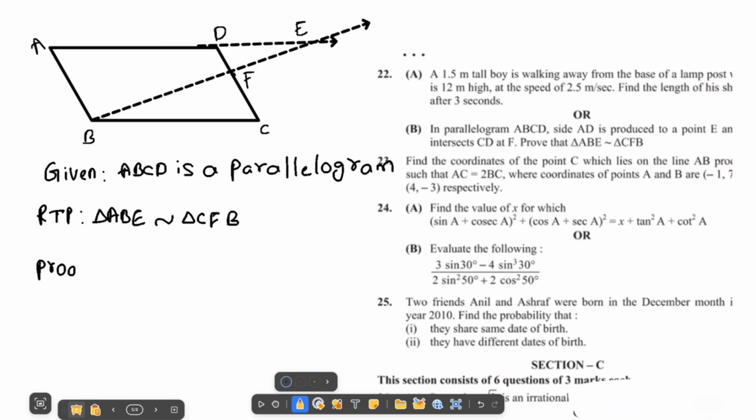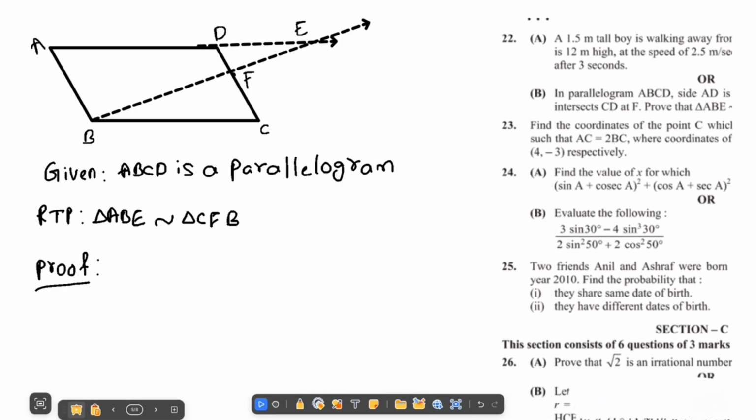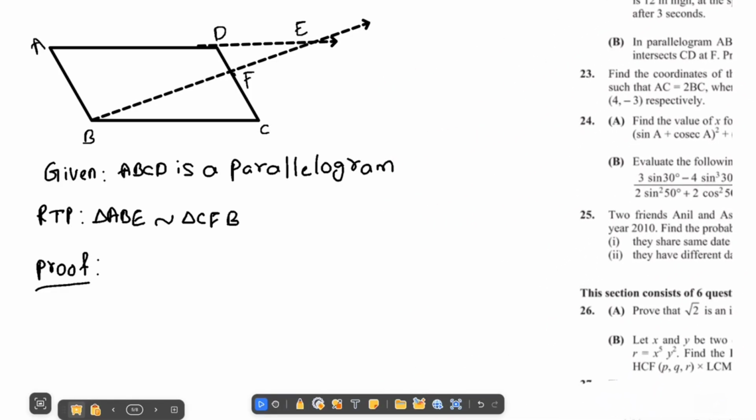Let's prove it. First of all, identify the triangles. Where is the triangle ABE? ABE. So this one, triangle ABE. So this triangle and CFB. CFB. Yes.